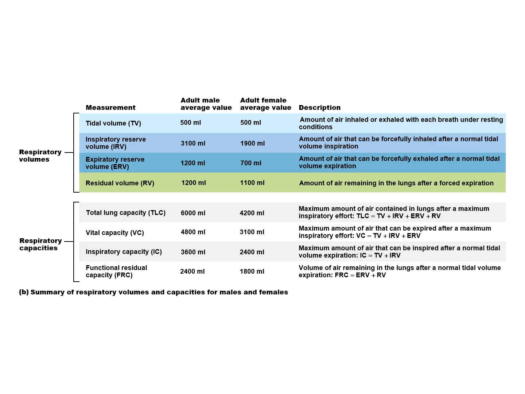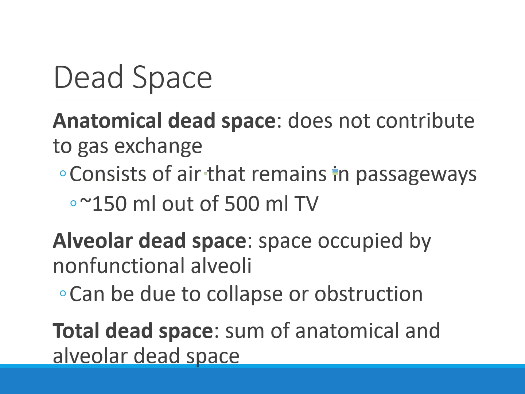So the only one of the measurements that I suggest that you know is the 500 milliliters for the tidal volume. The rest of them, worry less about knowing what the actual volume is, but make sure you know what the definition is of each of those and how they're calculated. So for instance, total lung capacity is TV plus IRV plus ERV plus RV. So make sure you know what the definition of it is, and how it's calculated, and what the abbreviation is, because you'll never see that all written out.